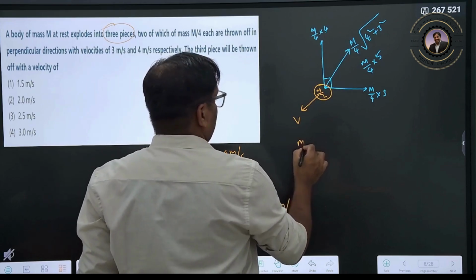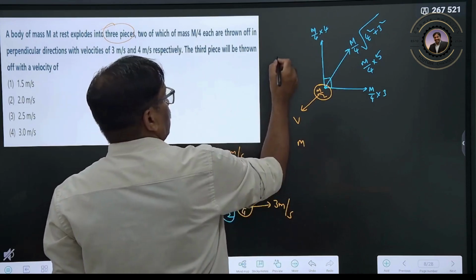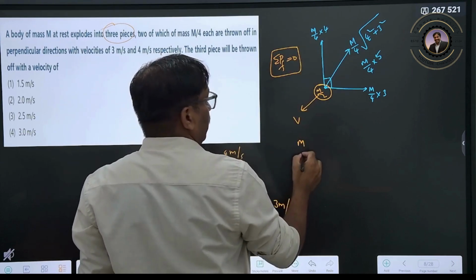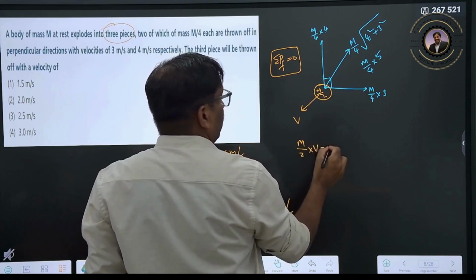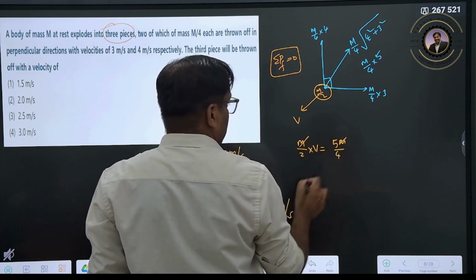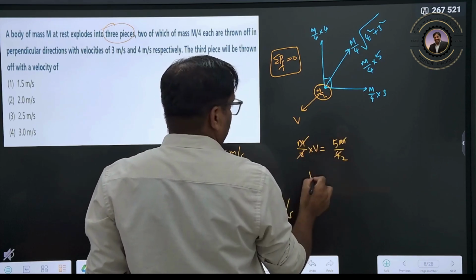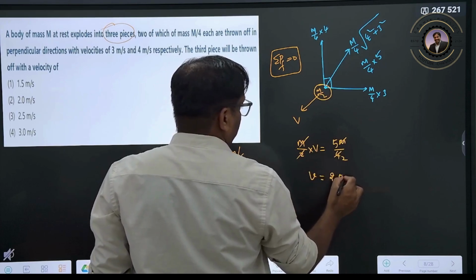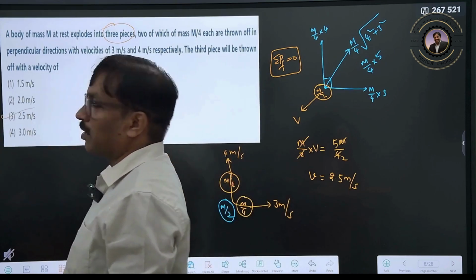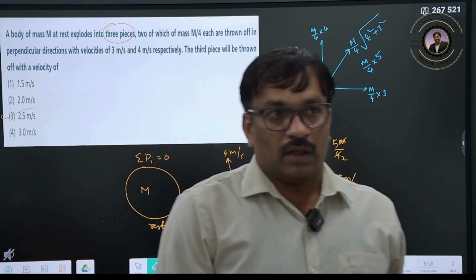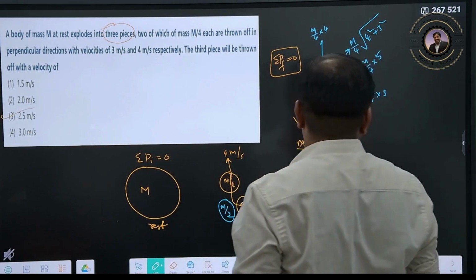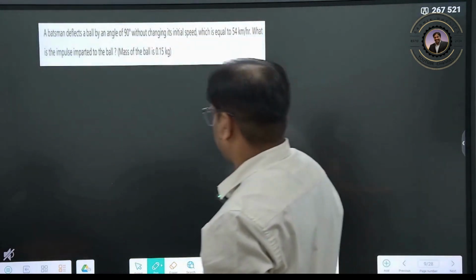That means why? Because initial momentum was 0. So similarly final momentum also should be equal to 0. That means m by 2 into v is equal to 5m by 4. These two get cancelled out, no? v is equal to 2.5 meters per second. So the third option will be your correct answer. Clear? Like this, you need to solve the problems, no?